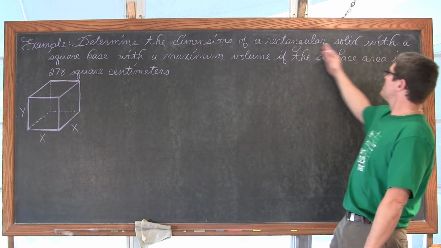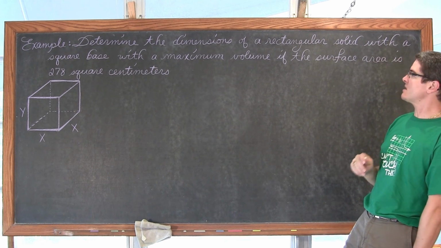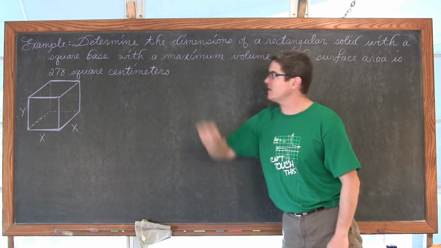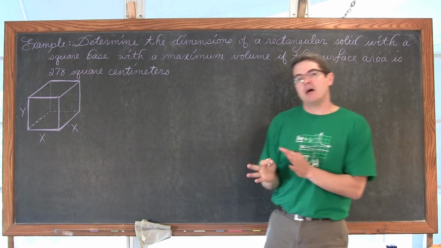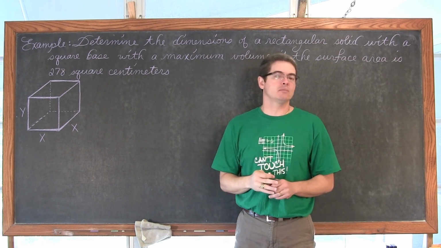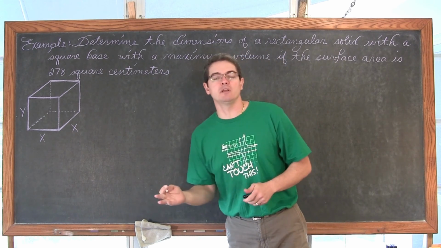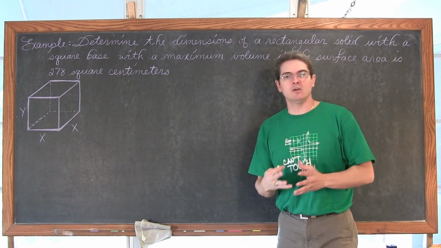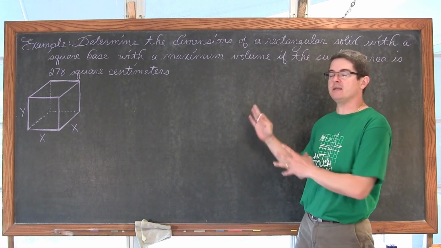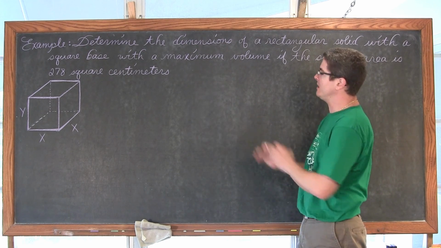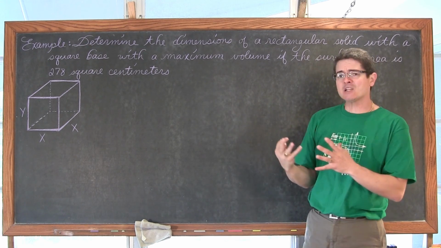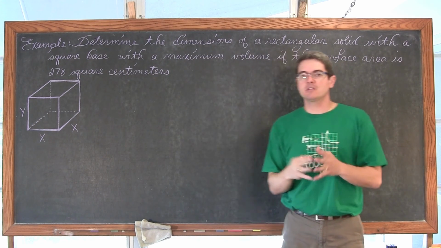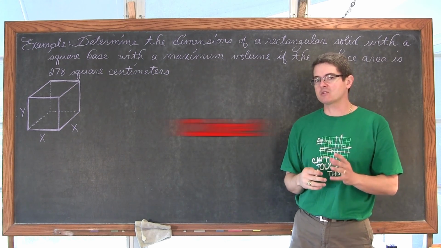Determine the dimensions of a rectangular solid with a square base and with a maximum volume if the surface area is 278 square centimeters. Now I have a good idea that this is probably going to be similar to the first example of my previous video where we had a fixed perimeter and we wanted to maximize the area of a rectangle. That ended up being a square, so I have a pretty good idea that the most efficient rectangular solid, holding a maximum volume when we have a fixed surface area of 278, is probably going to be a square.